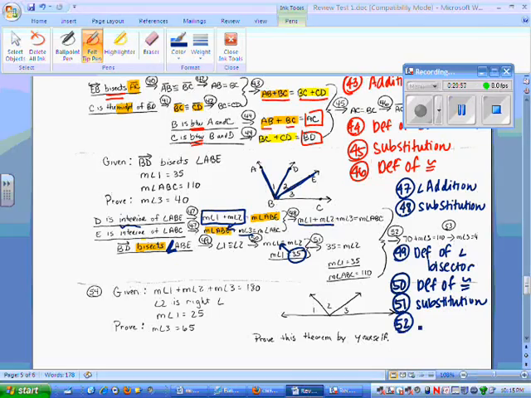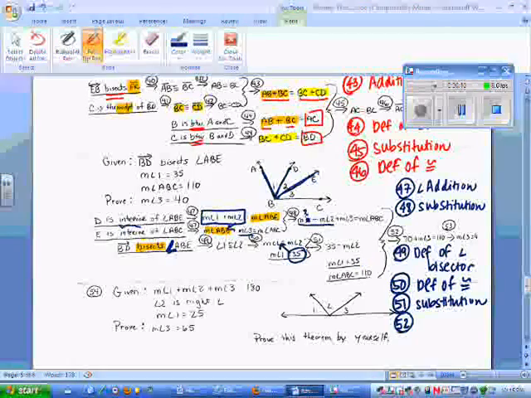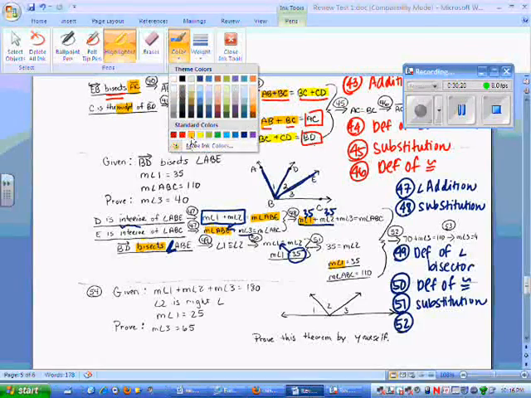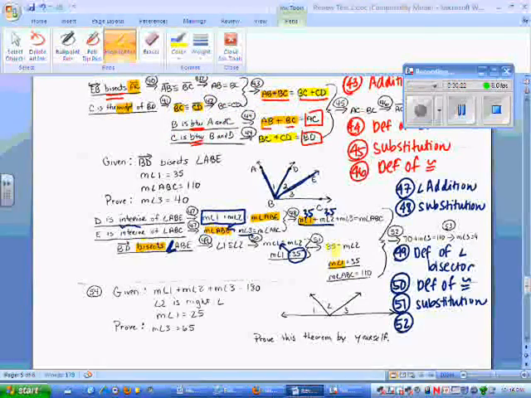52. Now we have 70 equals measure of angle 3, which equals 110. Where did they get that from? Looking at measure of angle 1 is 35. We know measure of angle 2 is 35. So what they're doing is substituting. Measure of angle 1, measure of angle 1, and we have measure of angle 2, measure of angle 2. That's where they're getting the 70 from. So this is another substitution.